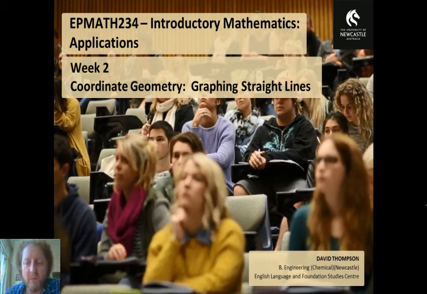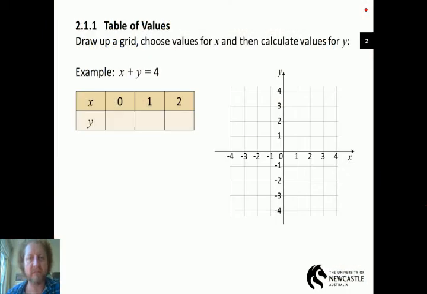Hi everyone, just going to walk through the key parts of this week's notes, nearly all of them, hopefully. I'm going to jump to the table of values. So how do we sketch a graph using a table of values?